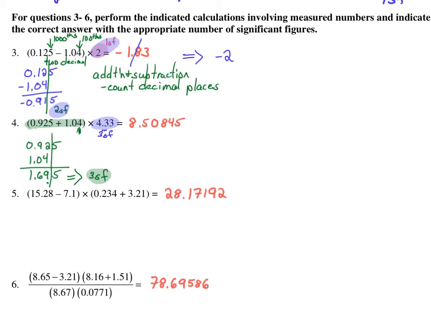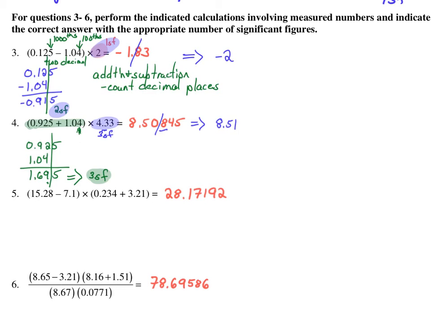We look at the first number to be dropped. The first number to be dropped is greater than 5, so we add 1 to the preceding decimal column, and our final correctly reported answer is 8.51.